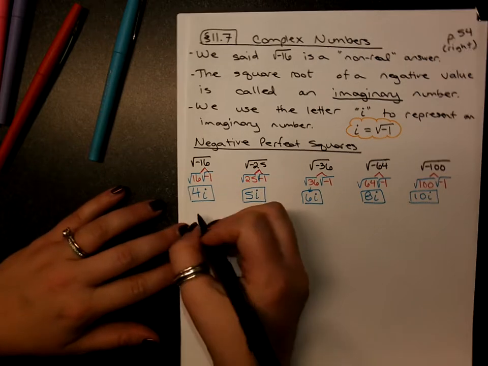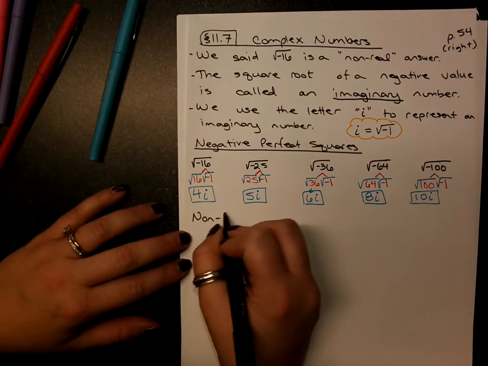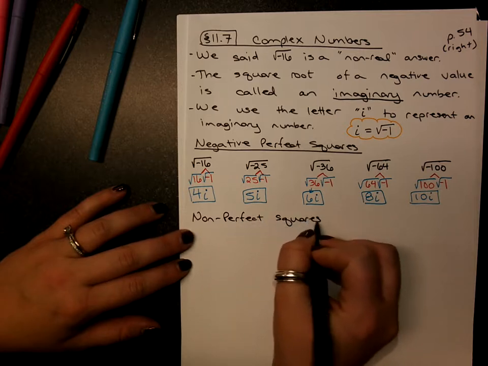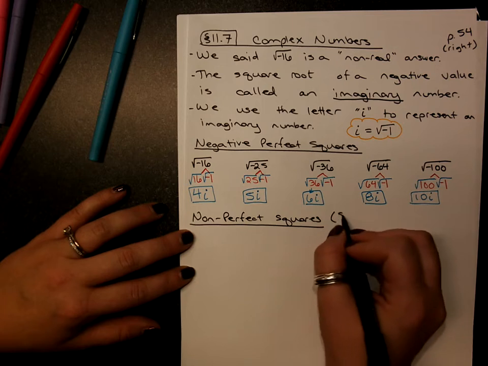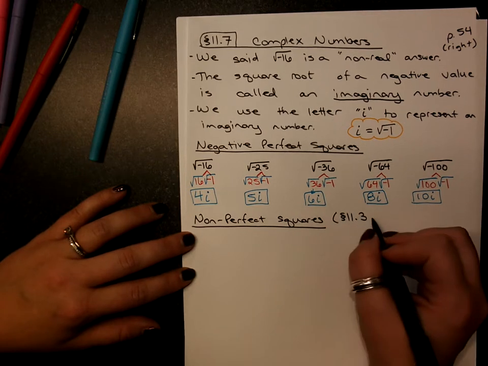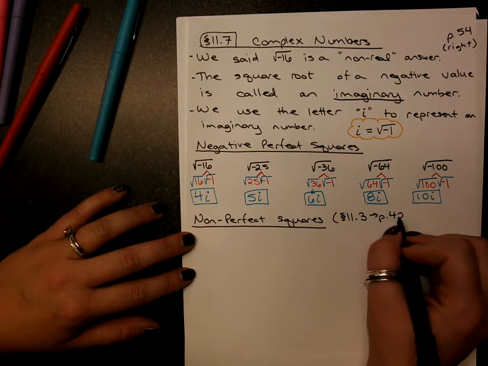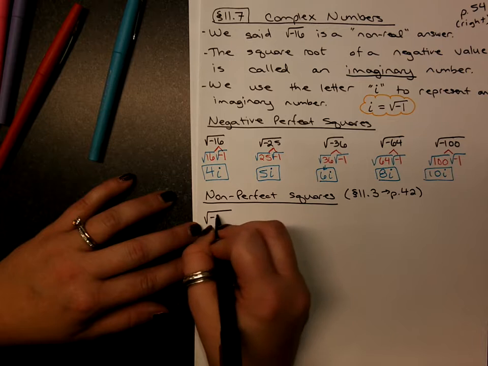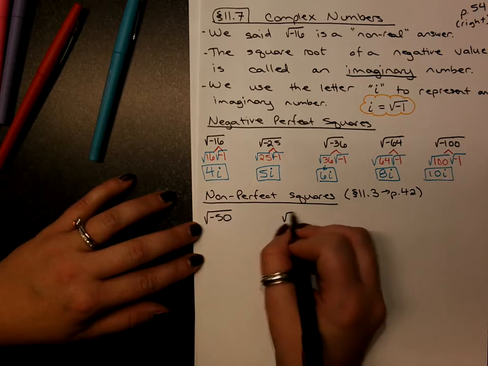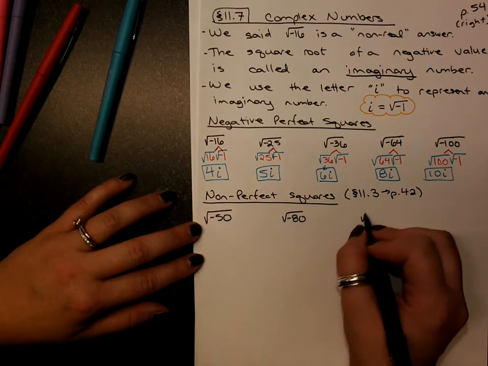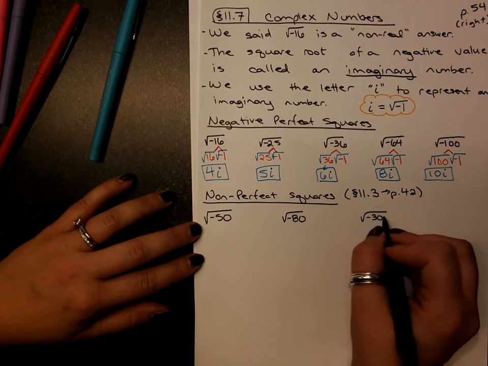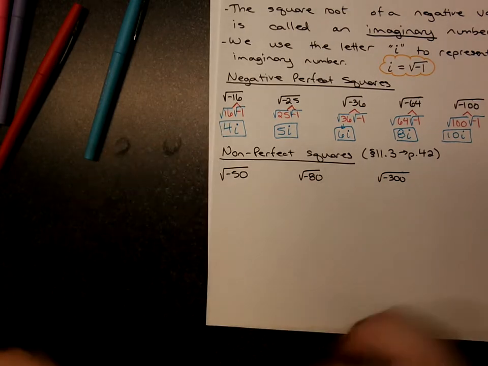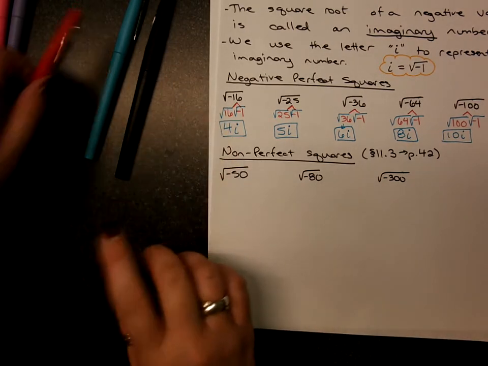If we have non-perfect squares with negatives, we treat it the same as we did in section 11.3, which is on page 42 of your notebook. So when we have non-perfect squares, like the square root of -50, or the square root of -80, or the square root of -300, for these, we break them down just like we did in section 11.3.